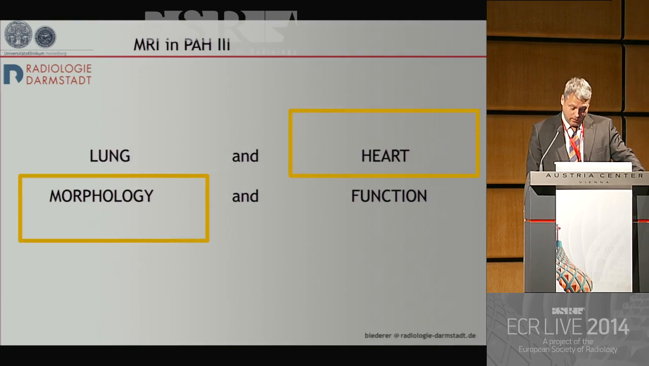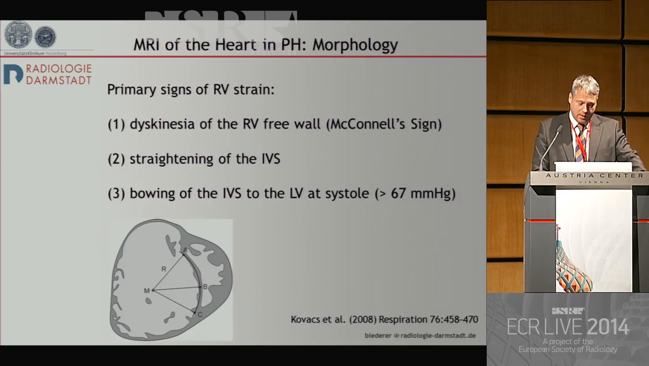Of course, we have the heart on the MR scan, and this is the strength of the MR. We can definitely see all the primary signs of right ventricular strain. We can look at cine images. We can see the dyskinesia of the right ventricular free wall, called McConnell's sign. This is a name from echocardiography, but of course we see it on MR as well.